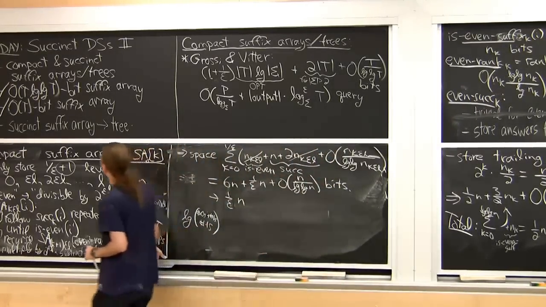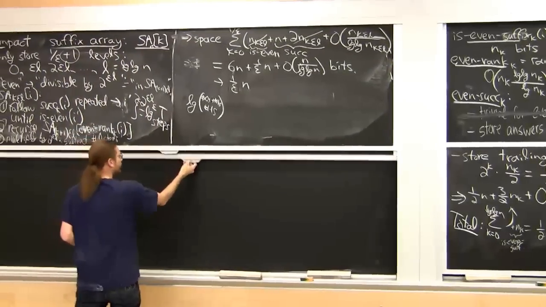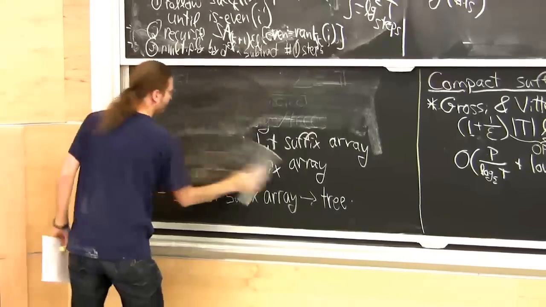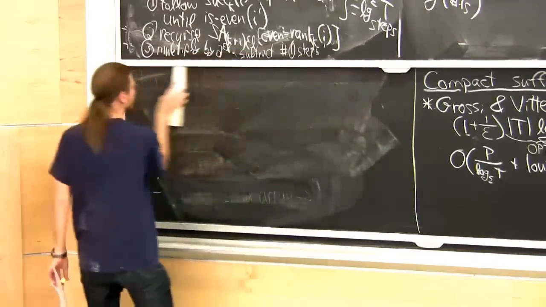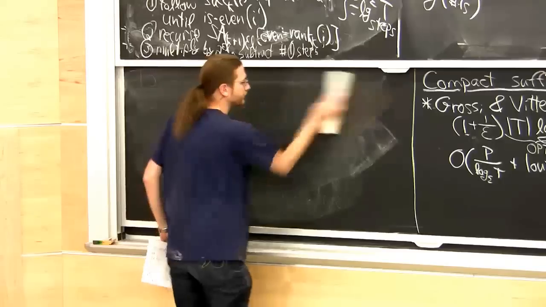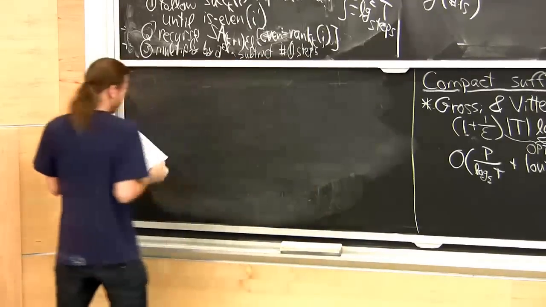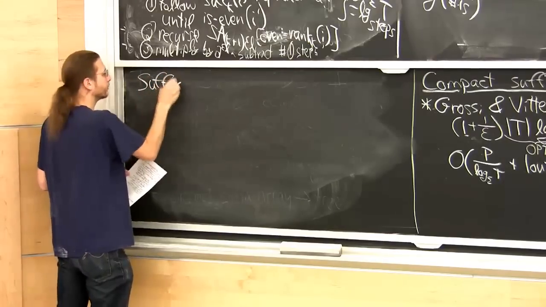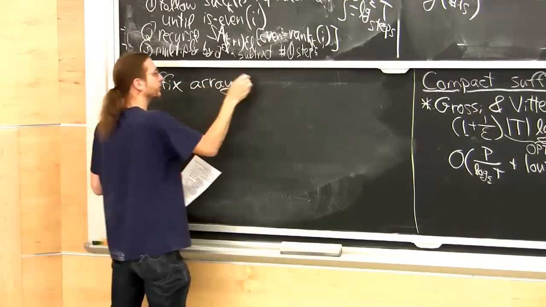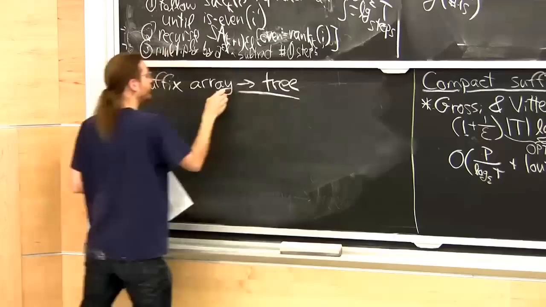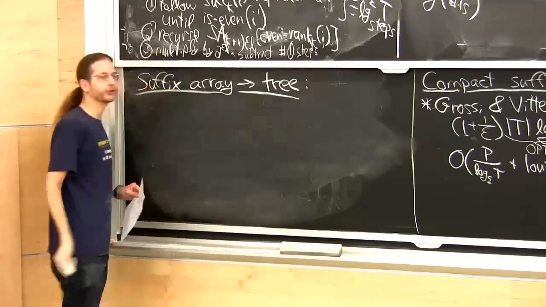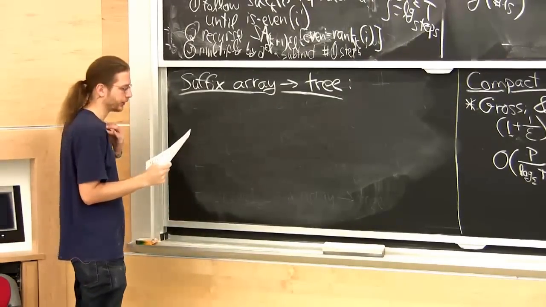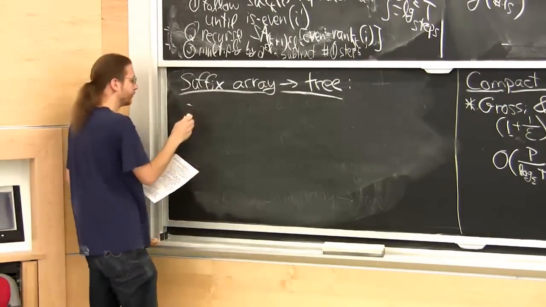Now I get to hurry through transforming suffix arrays into suffix trees. This is actually a much older paper. It's by Munro, Raman, and Rao. There are two versions of it in the same paper. The first version is going to be compact. The second version is succinct. Probably won't have much time to cover the succinct version, but here's what we do. Start with compact.